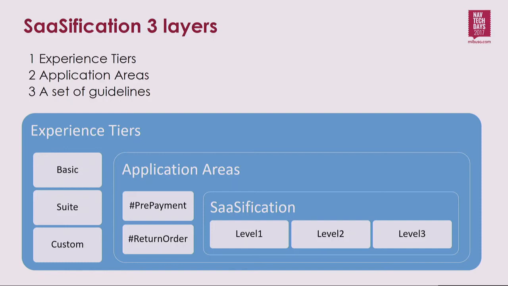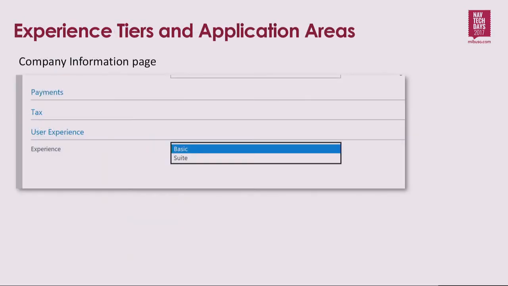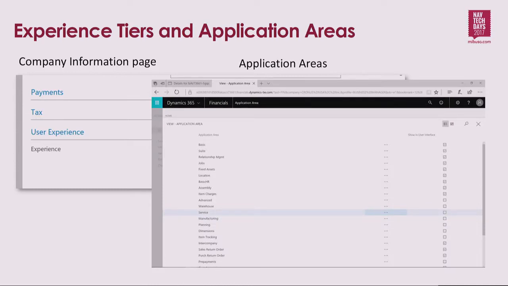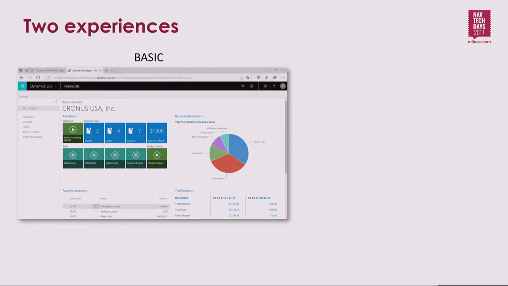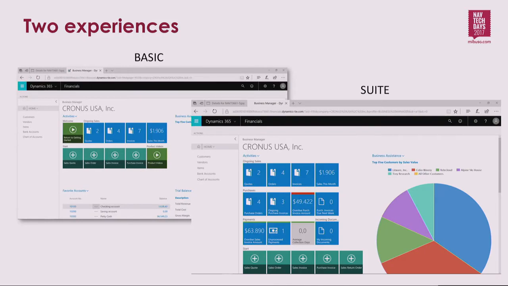And so just to start with experience tiers inside the product, you start by selecting either basic or suite, and then based on that, we map these application areas to that given experience. So when we look at the basic role center for a business manager in Dynamics 365 Tenerife, we had these two experiences, the basic and the suite, and here you can see the role center for the business manager. It has less functionality if you compare it to the suite one.